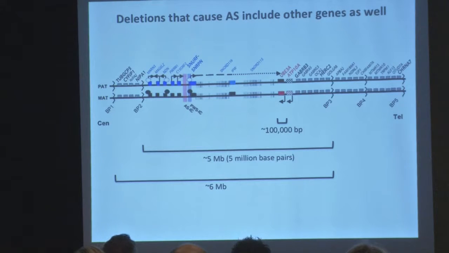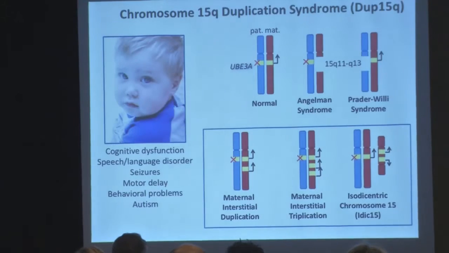And then there's also, so the gray genes in this are expressed from both parental alleles, but they too may contribute to severity of syndromes. And this becomes even more important for the duplication syndrome. So the duplication syndrome is also interesting genetically because there's a couple of different varieties of it.